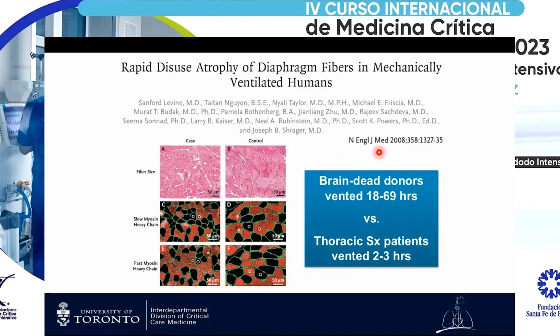A dramatic example of this is from this paper in the New England Journal now 15 years ago, looking at diaphragm biopsies in patients who were brain dead, and therefore brain dead organ donors, and therefore had no diaphragm contractions for about 18 to 69 hours, and contrasting that with patients who were undergoing elective thoracic surgery and had a diaphragm biopsy done during the surgery. And you can see here that there's significant atrophy of the fibers, much smaller fiber size compared to control. And this happened extremely quickly, just in the course of a day or two.